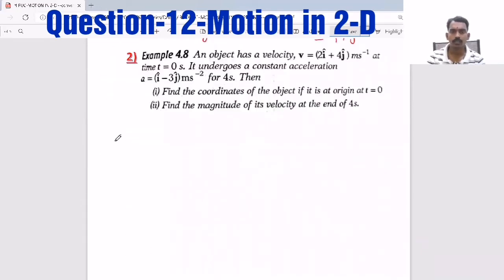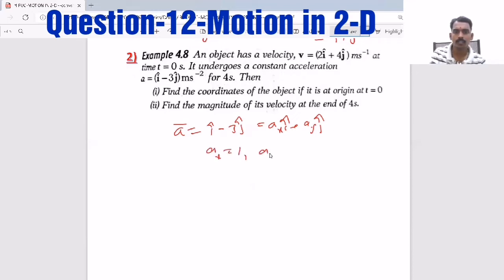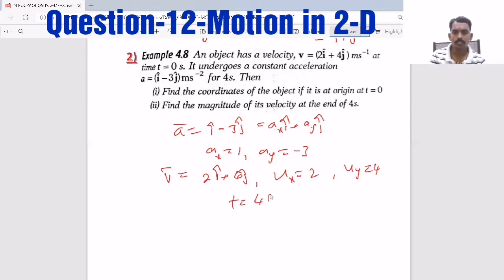Now let's take the second question. An object has a velocity at t equals 0. It undergoes a constant acceleration. Here the acceleration has two components: i cap minus 3 j cap. If you compare with ax i cap plus ay j cap, ax is 1 and ay is minus 3. Now the velocity is 2 i cap plus 4 j cap. That means the initial x velocity is 2 and the initial y velocity is 4. Now they are asking: this acceleration acted for 4 seconds. Find the coordinates of the object if it is at the origin at t equals 0.